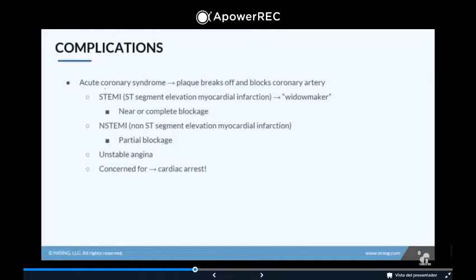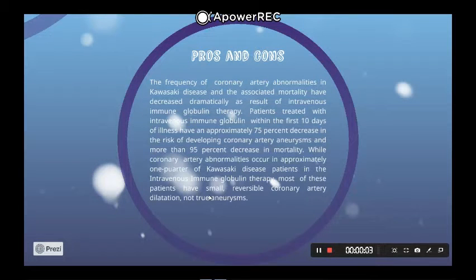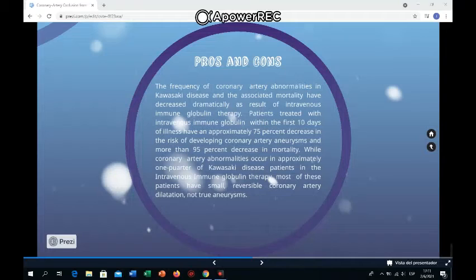So acute coronary syndrome. Pros and cons: the frequency of coronary artery abnormalities in Kawasaki disease and the associated mortality are falling dramatically as a result of treatment with immunoglobulin. There are patients treated with intravenous immunoglobulin with reversible coronary artery dilatation, no true aneurysms.